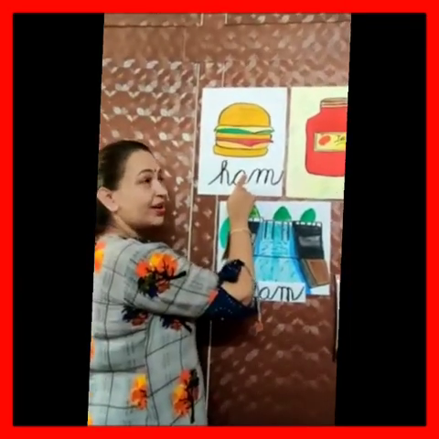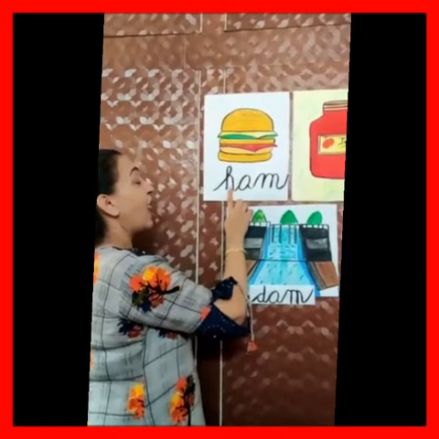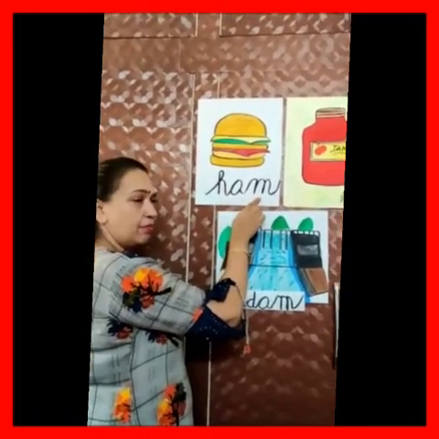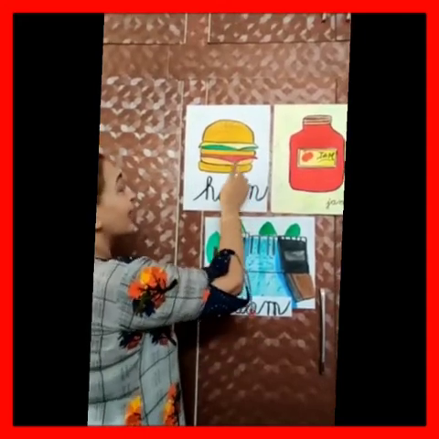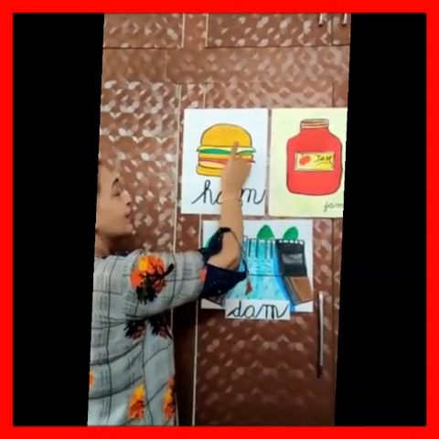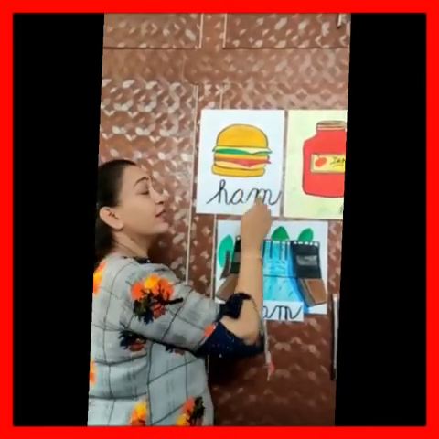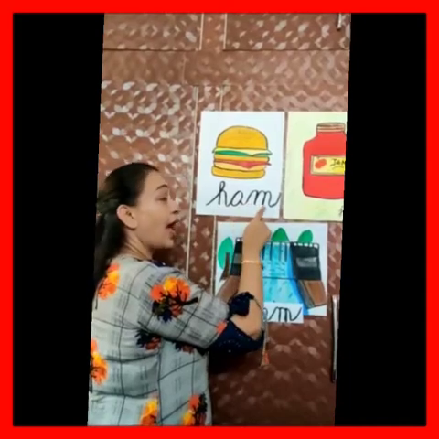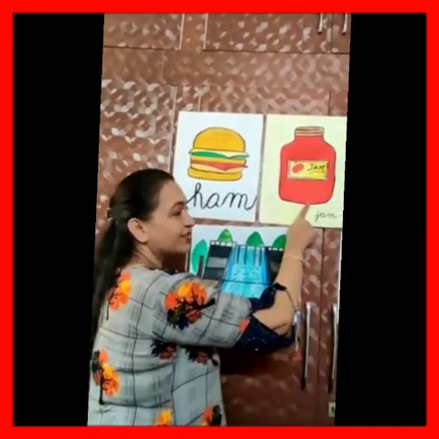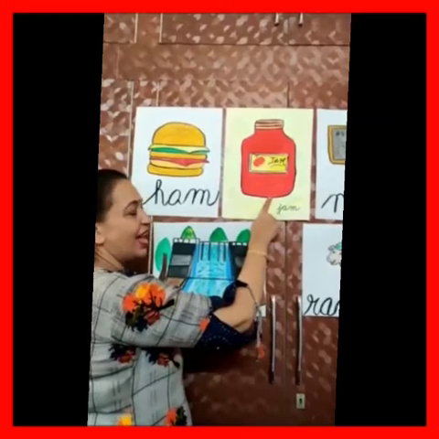This is burger. You all like it, but we call it ham. Ham means ham, जो होता है ना, non-veg burger होता है, and it has so many layers. Let's count 1, 2, 3, 4, 5, and 6. There are 6 layers in ham. This is ham. And what is this? Jam.